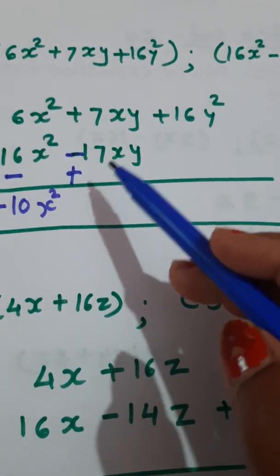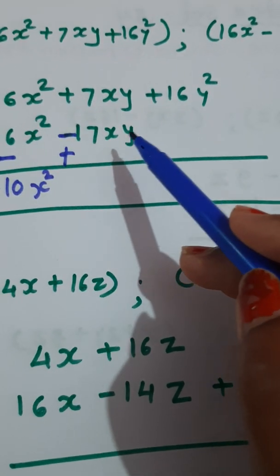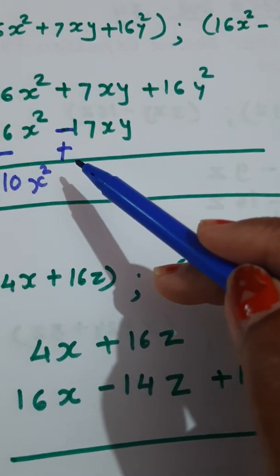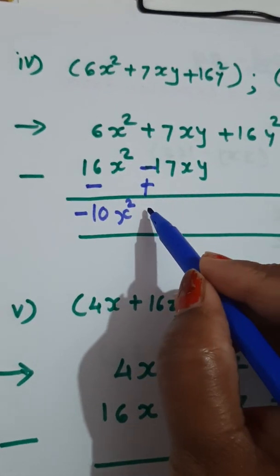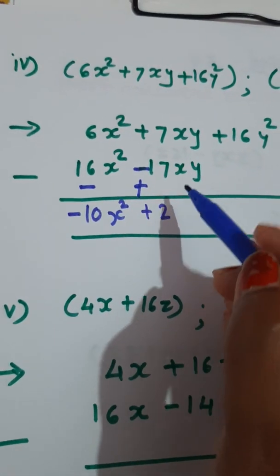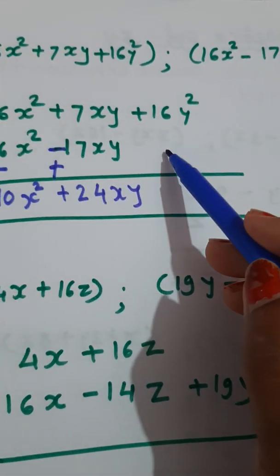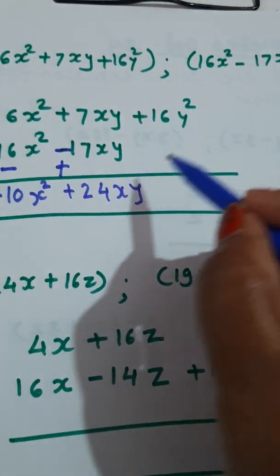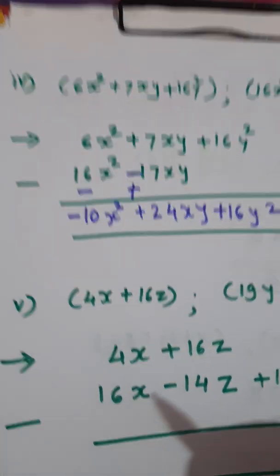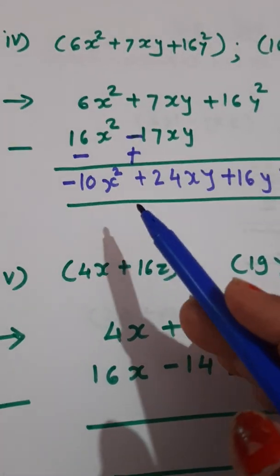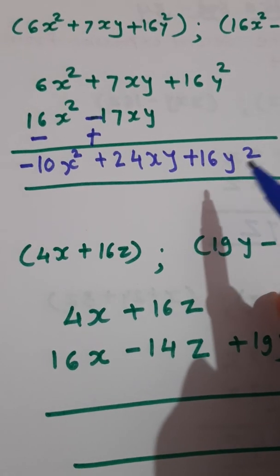Now come to the second terms. Plus xy, here plus 17xy. Both are positive terms, so you have to do the simple addition. 17 plus 7, 24, plus 24xy. Here downside no term, so this plus 16y² comes downside as it is. So what is the answer of this fourth problem? Negative 10x² plus 24xy plus 16y².